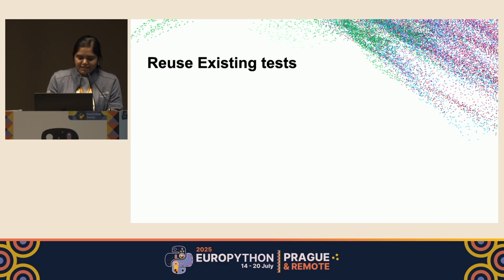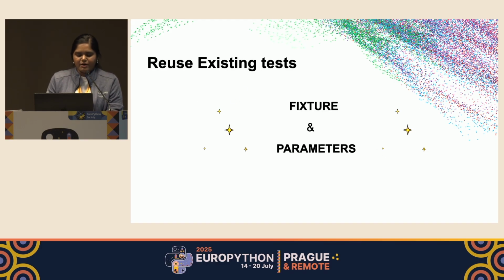And how did we do that? By combining the power of fixtures and parameters. Instead of rewriting or duplicating, we kept our existing behavior-driven tests and just made them flexible enough to support both the APIs. Before we go too deep into the mechanics, let's take a quick look at the basics.